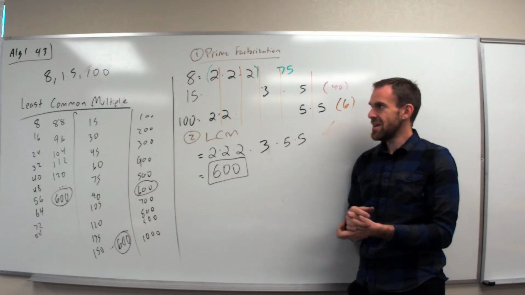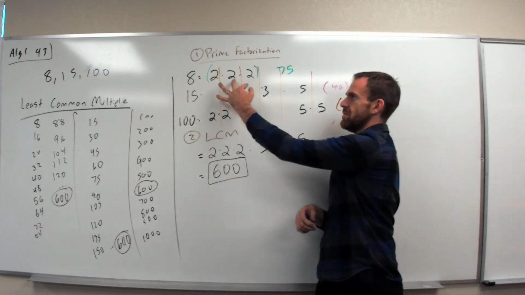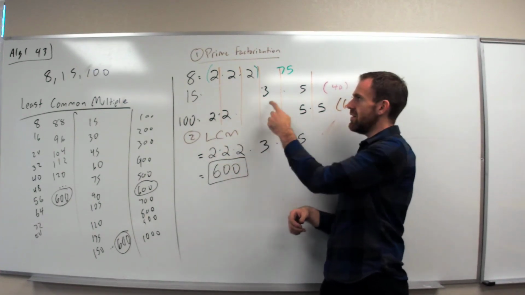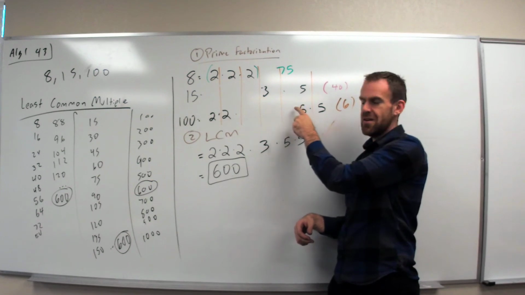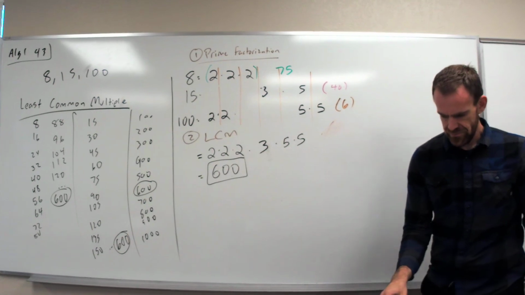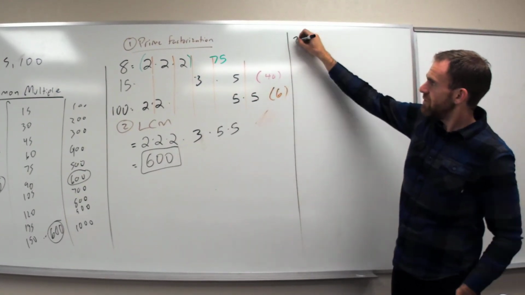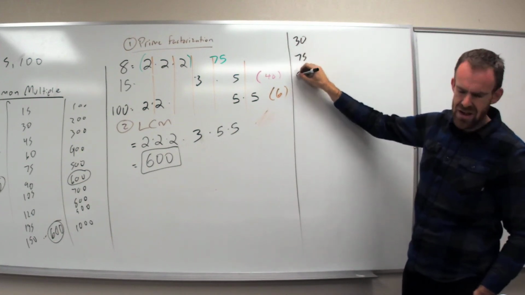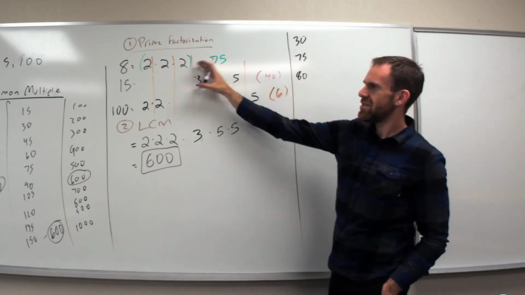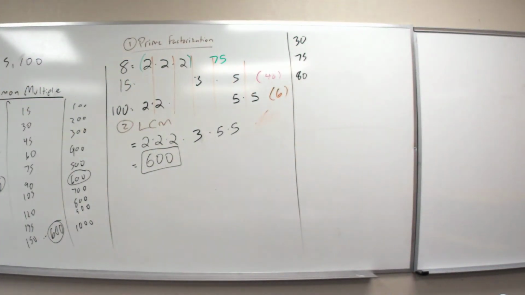Okay, take the highest number of times you see each number. So like if 2 shows up 3 times, you need 3 2s. If 3 shows up once, you need 1. If 5 shows up twice, you need 2. That's it. Let's try another one. This time we will do bigger numbers. So we have 30, 75, and 80. I would like you guys to write out the prime factors, so do the little factor tree and figure out what numbers to multiply and make. 30, 75, and 80. Go ahead.